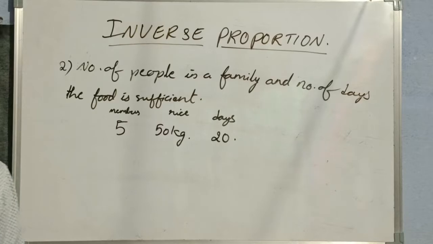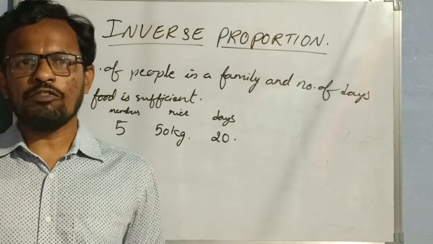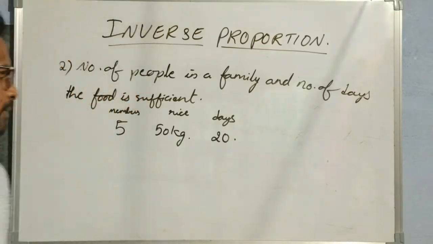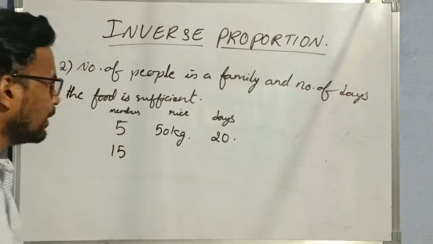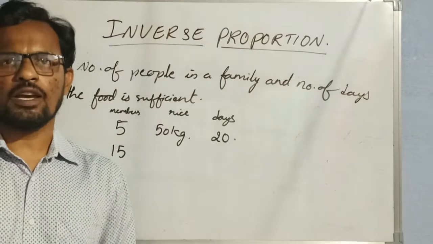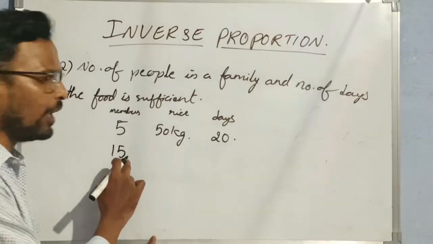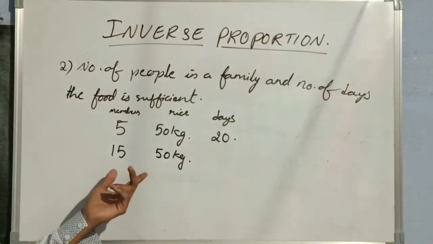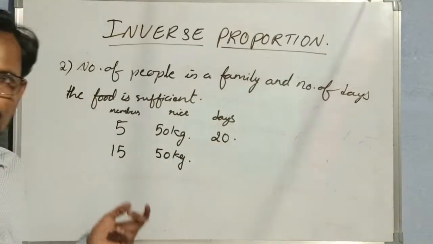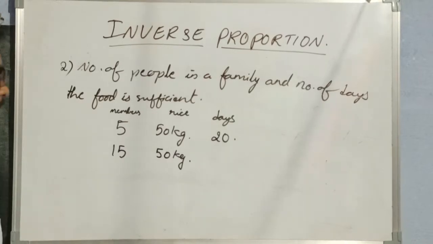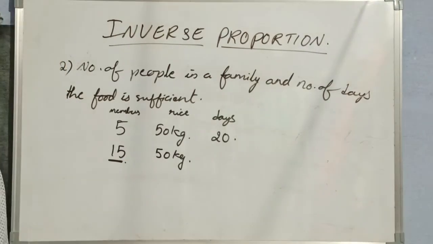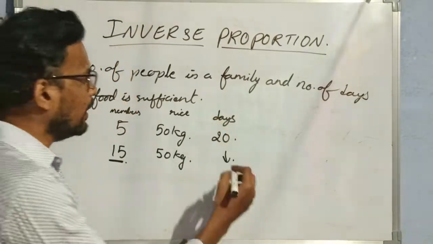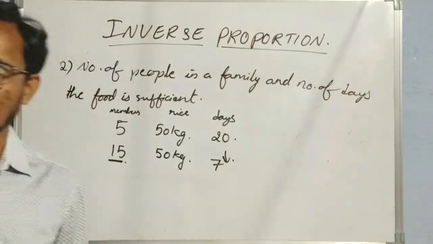Now suppose they are having a function at their house, and some relatives are attending. Suppose they are now 15 members, 5 has become 15 now. The quantity is the same, 50 kg. Is this 50 kg sufficient for 20 days here? No, because the number of people here is more, so the number of days becomes less, means decreased. Maybe it may be some 7 days or 5 days, something like that.